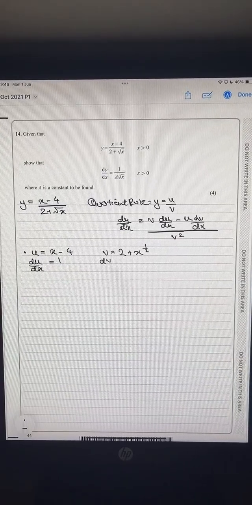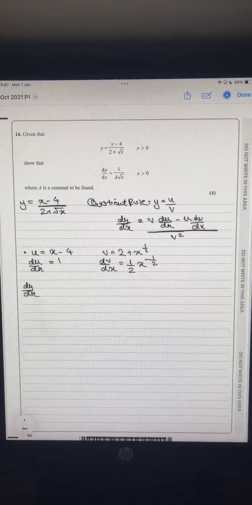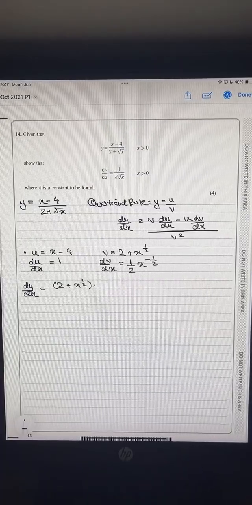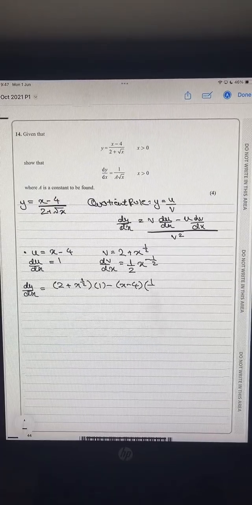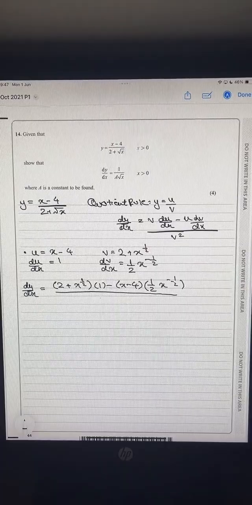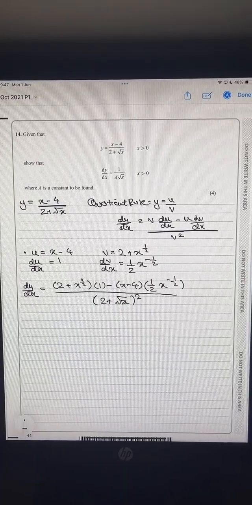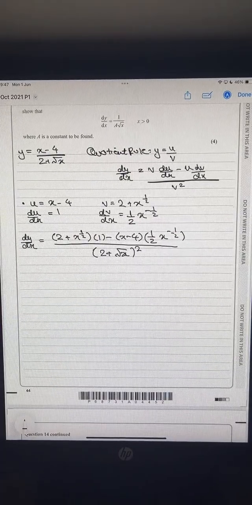So dv by dx is going to be equal to a half x to the minus a half. And then I'm going to substitute in. So dy by dx is going to be equal to 2 plus x to the half times by 1 minus x minus 4 times by a half x to the minus a half, divided by v squared, which is 2 plus the square root of x, squared. And again, I just have to fudge about with my algebra, and that's the only hard part of this question.